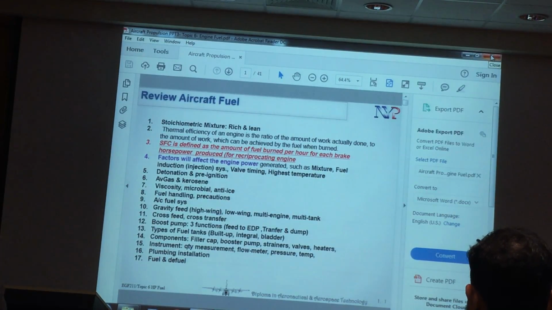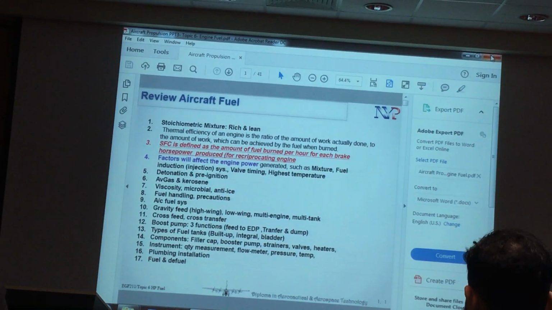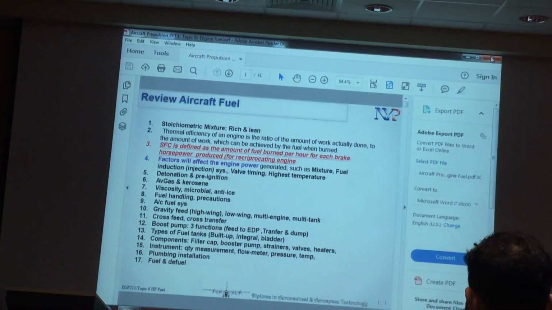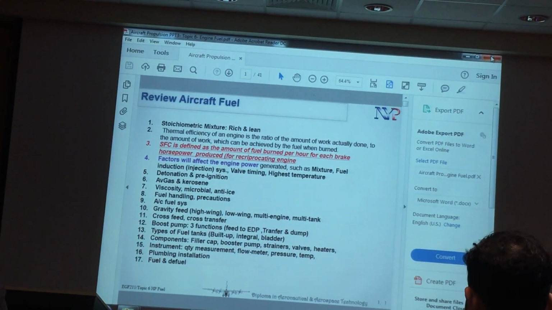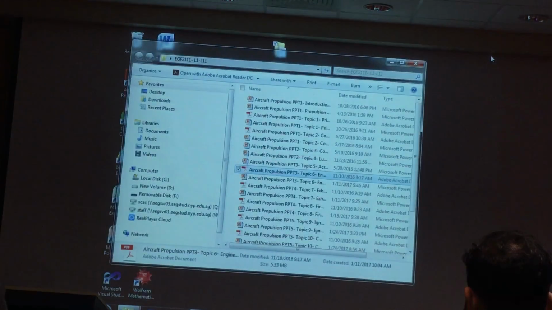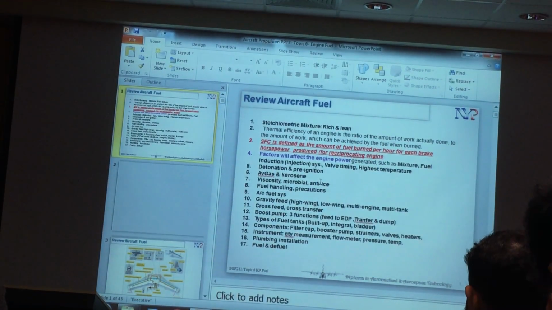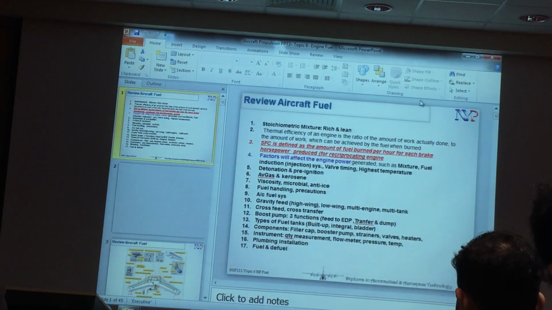So what is the purpose of the fuel boost pump? Lubrication to the engine side. Okay, it's a motive force to move your fuel. Four functions.